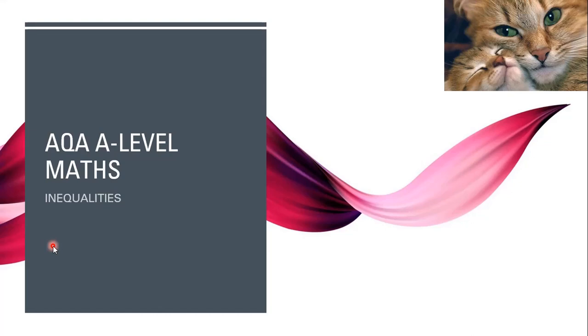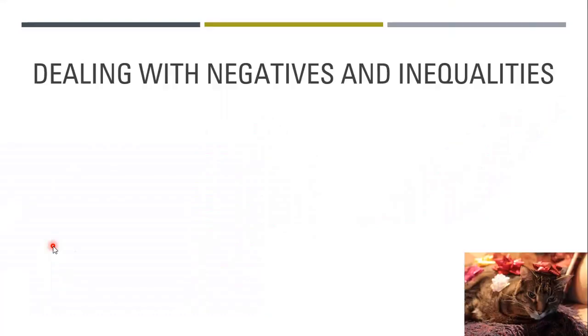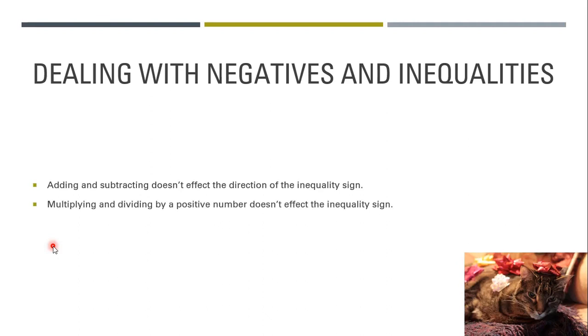Okay. Second thing, today we're going to be going over inequalities for AQA A-Level Maths. So let's get started. So, first thing, dealing with negatives and inequalities is a very important thing to consider. Adding and subtracting does not affect the direction of the inequality sign. Neither does multiplying and dividing by a positive number. But multiplying and dividing by negative numbers will change the direction of the inequality sign.